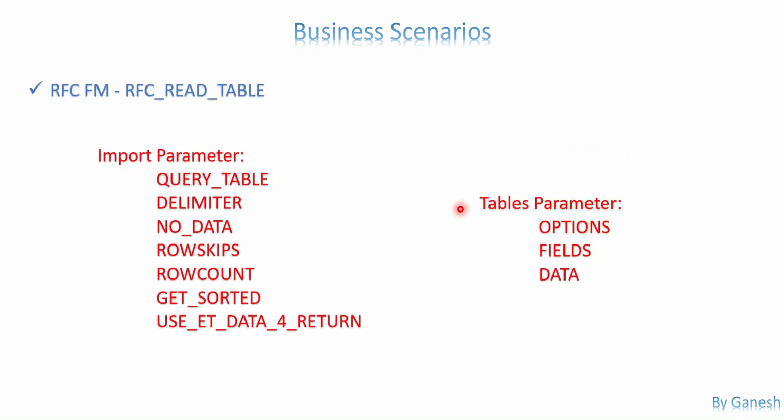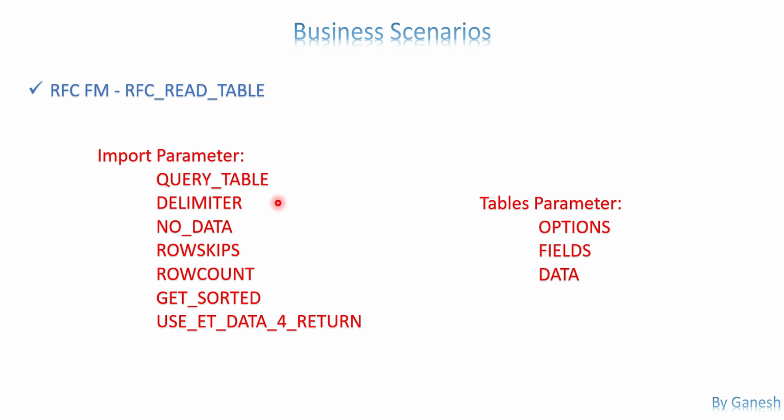And here, these are the import parameters. The parameter is query table, which is ready to receive your table name. It may be a standard or custom table. Here we are going to use T005S as the table name.